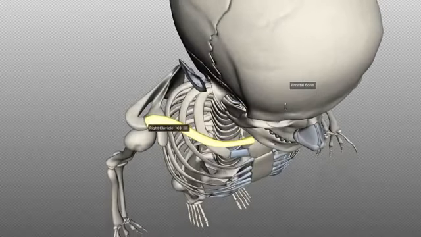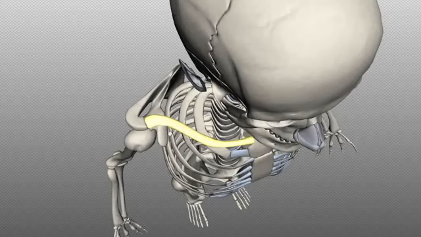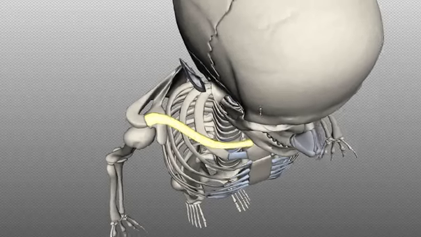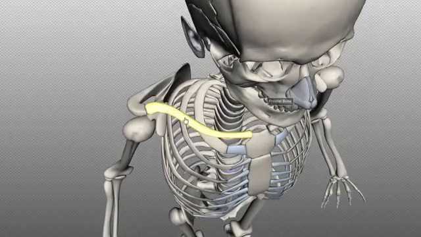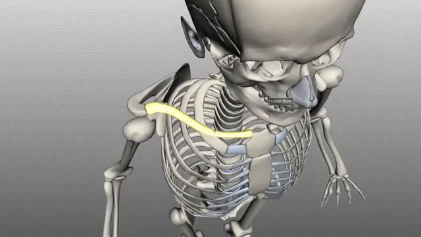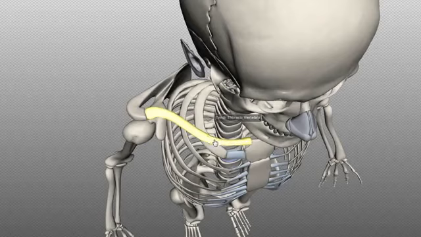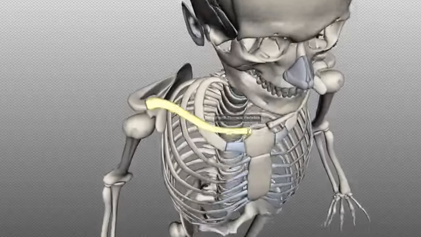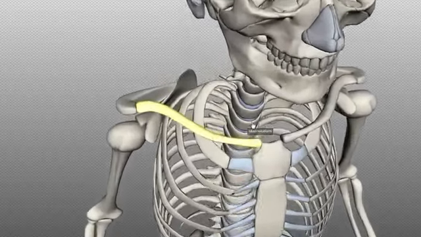Just looking at it from this superior view, you can see the curved shape of the bone. It has this sort of S shape, and it's convex medially just before it articulates with the manubrium of the sternum.